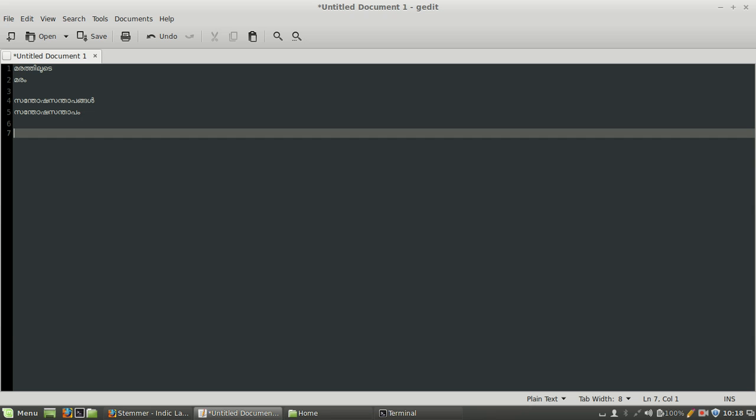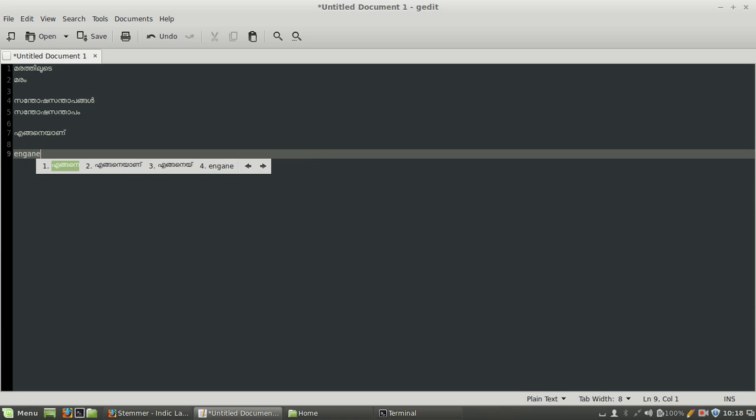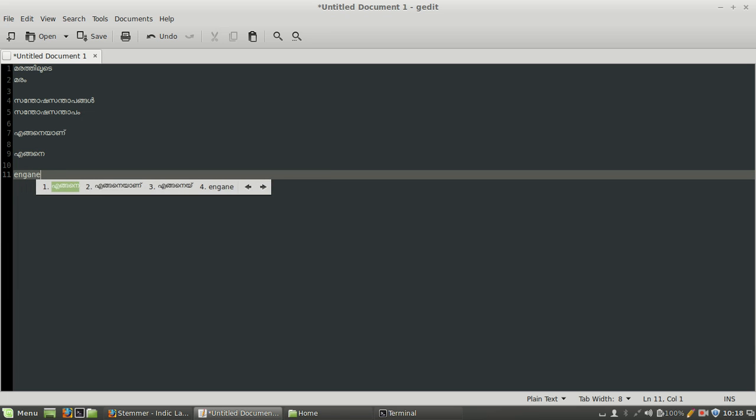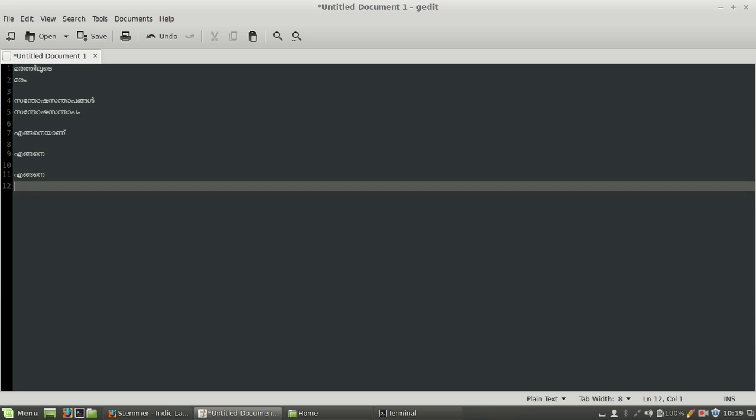One would be Enganeyanu. Now, when I type, I get Engane as one of the suggestions. However, I get these two words too, which are meaningless as far as Malayalam is concerned. But the user is never going to use them, so the confidence levels of these words will eventually get so low that they will go back in the suggestions. So this is actually noise. Even though the stemmer is suggesting the correct word, there is a lot of noise.